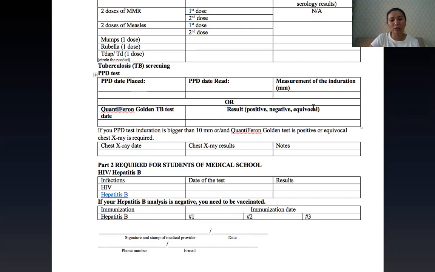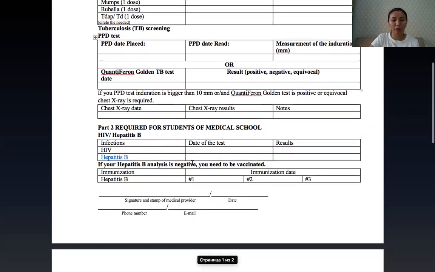If it was positive or equivocal, then you need to undergo chest x-ray, and you need to indicate the date here, results here, and notes here. In some countries, the Quantiferon Gold test is not available. That's why you may skip this part and go right to the chest x-ray, okay? But please remember that if the PPD was positive, more than 10 millimeters, then you need to undergo chest x-ray.